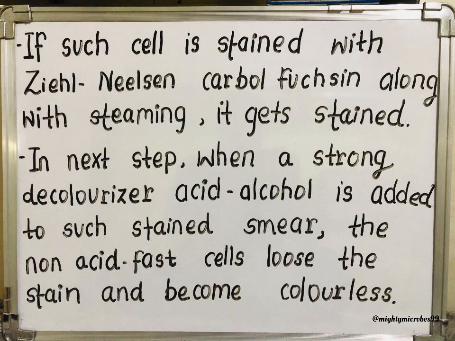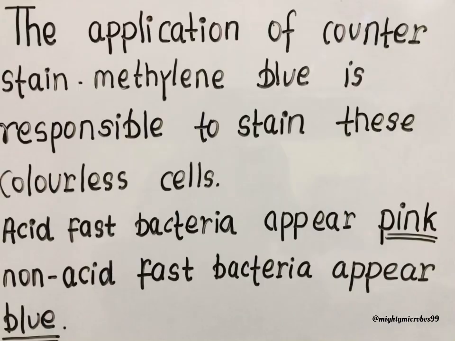So after that, when a strong decolorizer, that is acid alcohol, is added to the stain, the non-acid fast cells lose the stain and automatically become colorless. The application of the counterstain methylene blue is responsible for staining these colorless cells, and the result is that acid fast bacteria appear pink in color while non-acid fast appear blue in color.